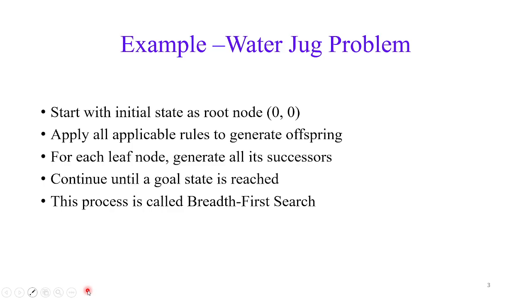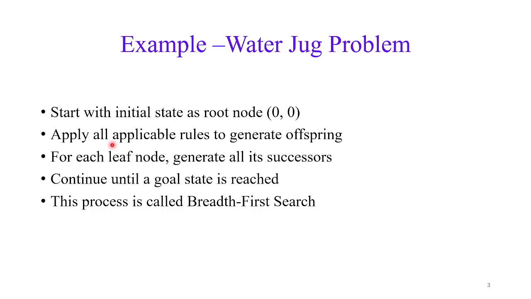Now we will take the water jug problem as an example. What is a water jug problem? We'll see how the systematic strategy works in practice. We start with the initial state with both jugs empty. So we write (0, 0). This will be the root node of the search tree.